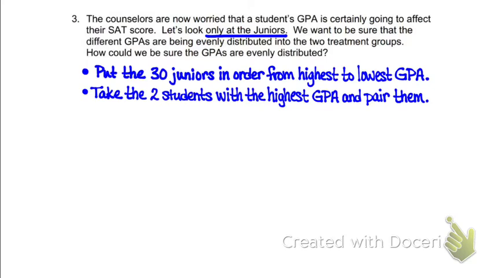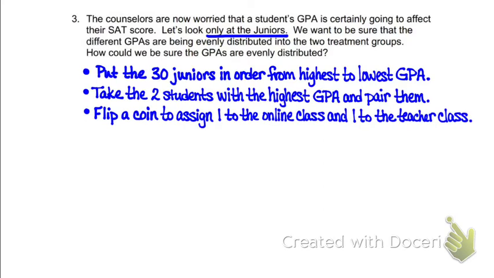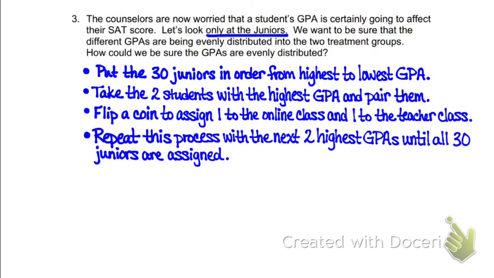Flip a coin to decide who gets which one. And then I do that with the next 2 highest GPAs, and I repeat this until all 30 juniors are assigned. How many pair groups would I have? 15. I would have 15 pair groups where one person in each pair has a similar GPA, one person would get the online class, one person would get the teacher-led class, selected at random for each pair.